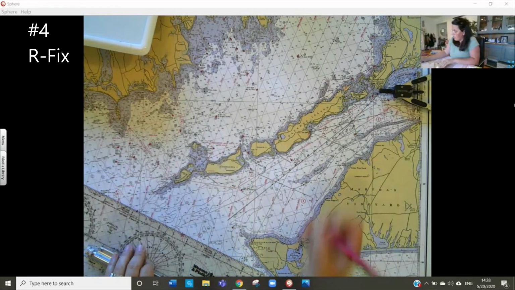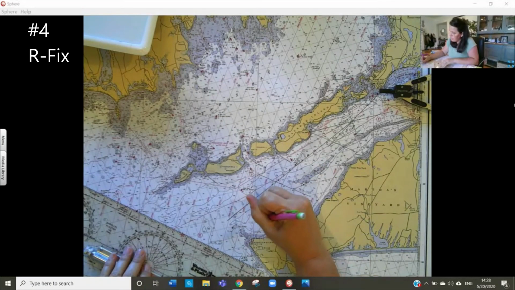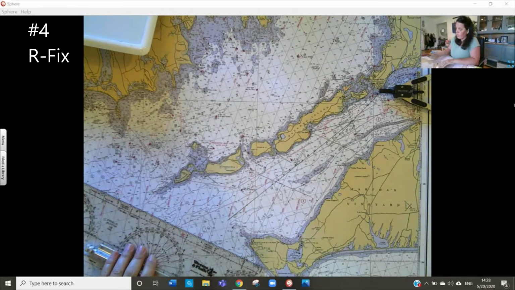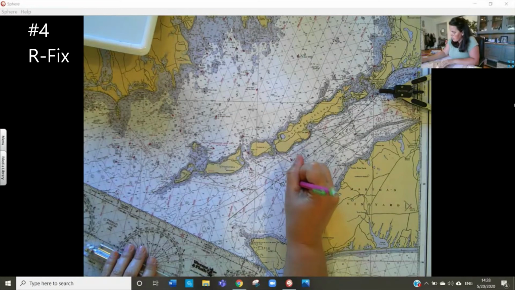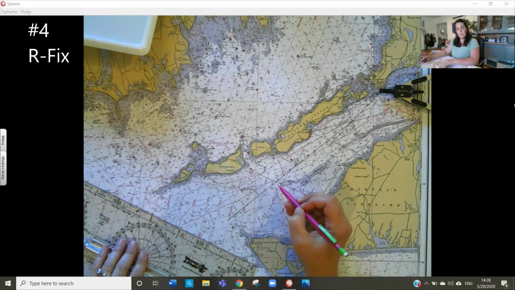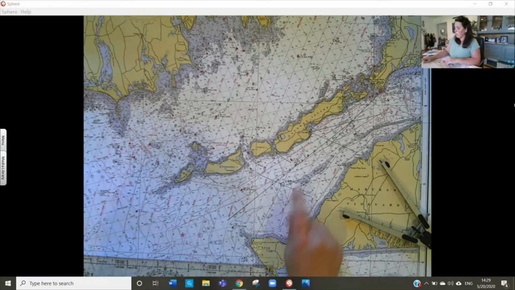So I can call this my 1017 to 1055, and this is my 1055 LOP. So where these two meet, that would be an R fix at 1055. So from this, I can tell that I am to the left of track. Okay, so we plotted our running fix and we have drifted to the left of track.